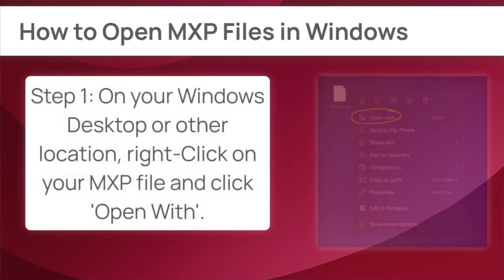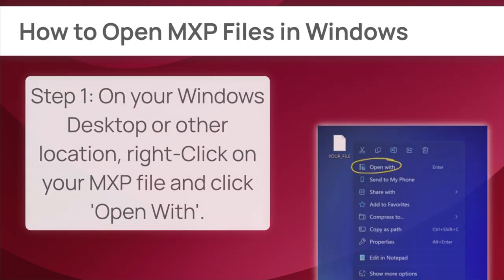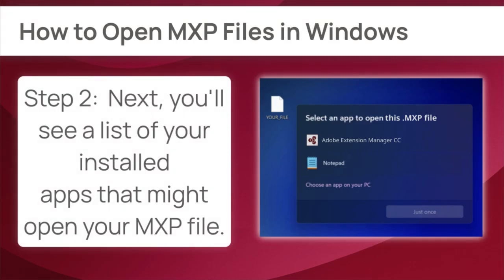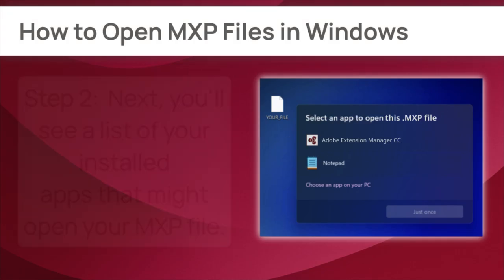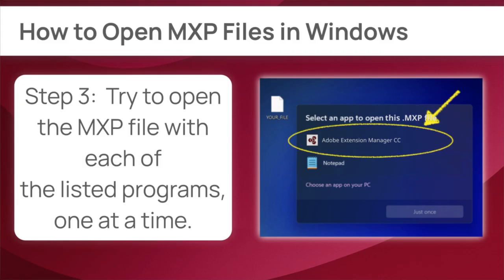To open this specific MXP file, right-click your file and select Open With. If Adobe Extension Manager CC is available, use that first. If it's missing, choose another program. Don't worry if it takes a few attempts to find the right software.